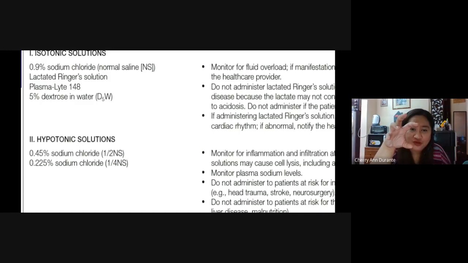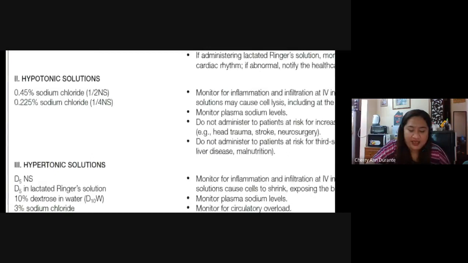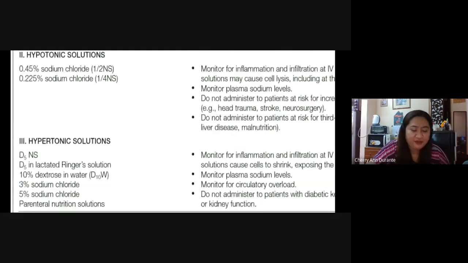So usually it's used to reverse cellular dehydration. Hypotonic solutions, kasi nga konti yung solutes niya. So di ba alam mo by the process of diffusion, from higher concentration to lower concentration. So ang nangyayari ngayon si fluid mo napunta inside the cell. It can cause the cell to burst actually kapag di siya na-monitor appropriately.